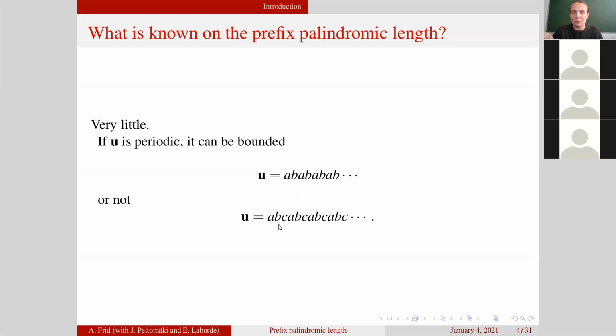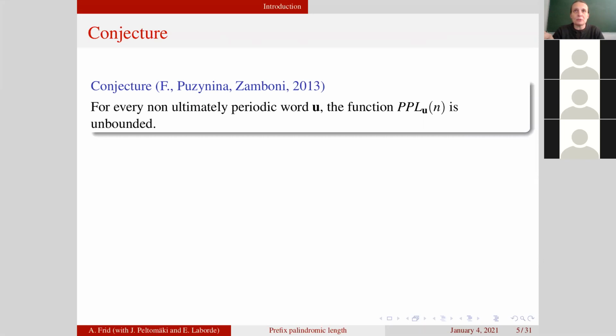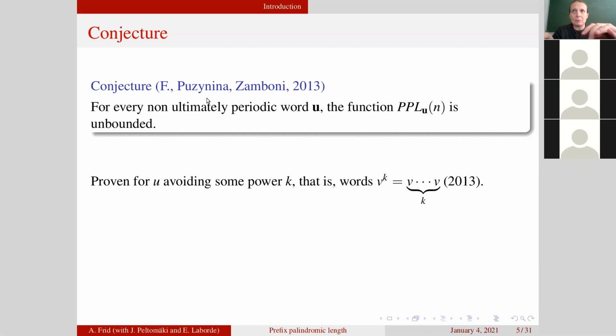And if words are not periodic, there is this conjecture, which is already seven years old, eight years old, because it was formulated before the official publication: if a word is not ultimately periodic, then the prefix palindromic length is not bounded. So we know something about this function. In particular, in the very first paper, we proved that it is unbounded if a word avoids some power, avoids some long repetitions of the same word.